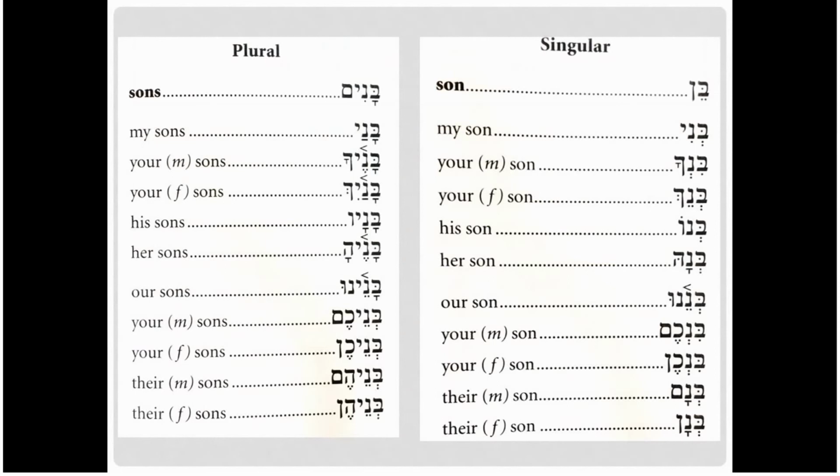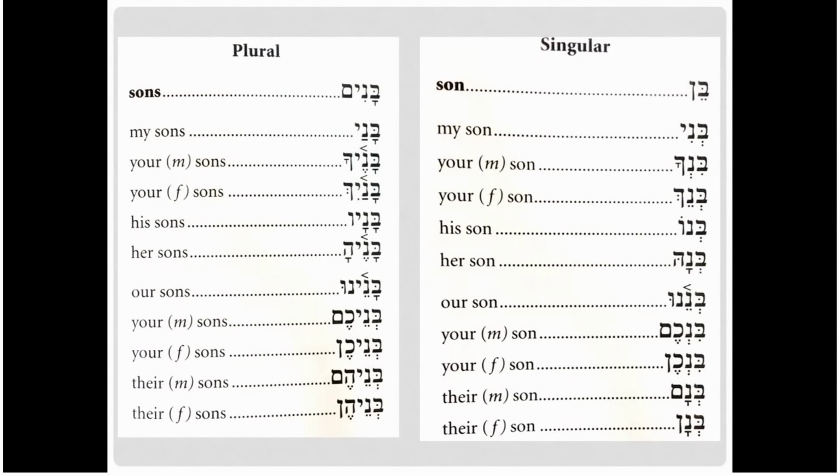So let's look at some examples here. On the right, we have a singular noun, ben, which is a word for a son, and then we have all the pronouns attached: beni, bincha, benech, beno, etc. And these are all singular, so we have my son, his son, her son, etc. How then do we say, for instance, my sons or your sons? And that's what the chart on the left is.